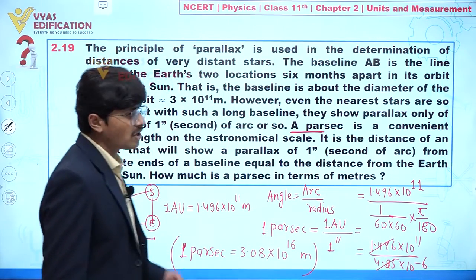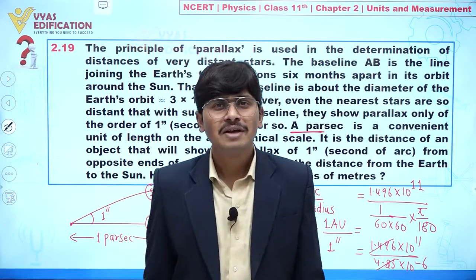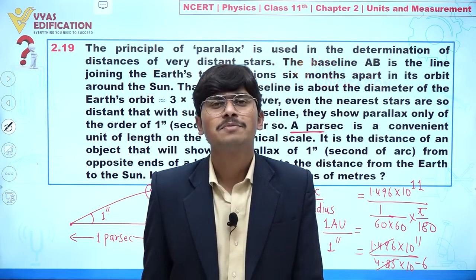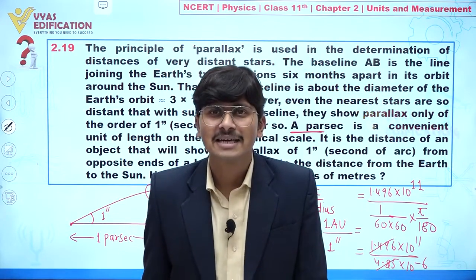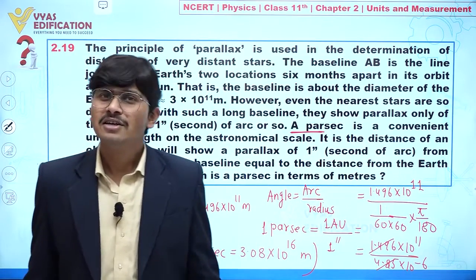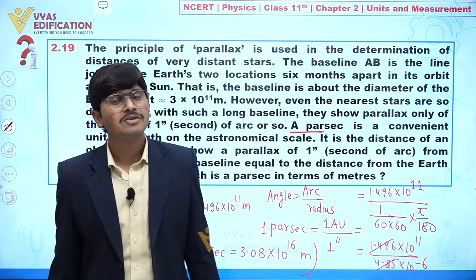So then how can we define 1 parsec? 1 parsec is the distance at which an arc that is subtending an angle of 1 second has an arc length equal to 1 astronomical unit. So this is all about this question.